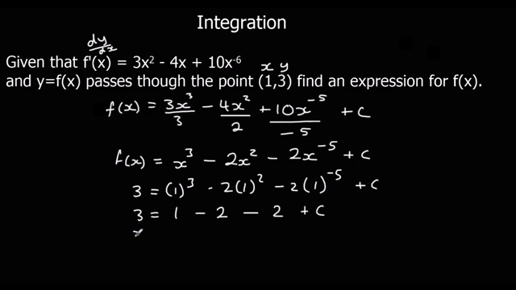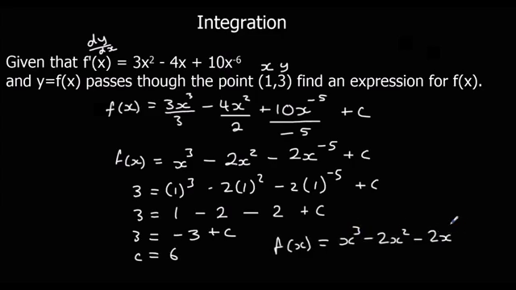So what have we got here? We've got 3 equals 1 minus 2 minus 2, which is minus 3, plus c, so c must be 6. So the expression for f of x is x cubed minus 2x squared minus 2x to the power of minus 5 plus 6.